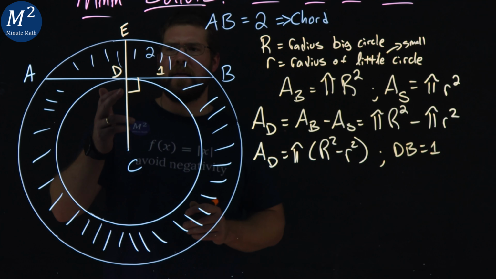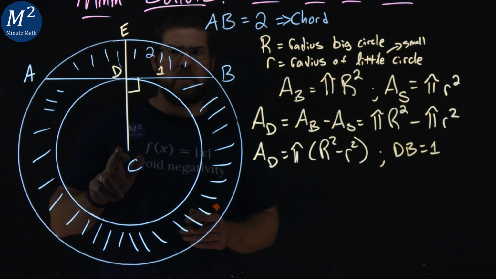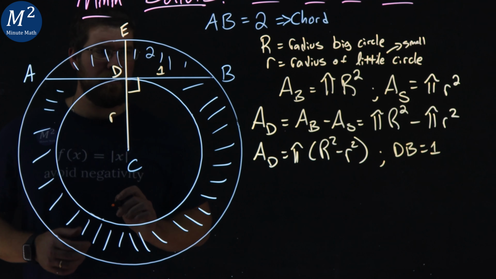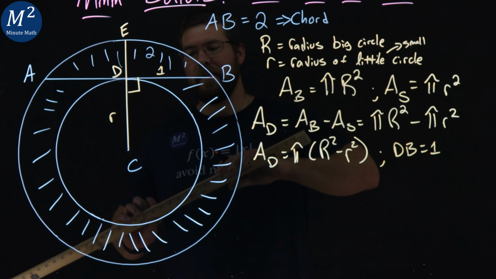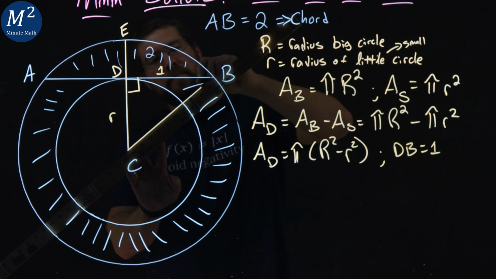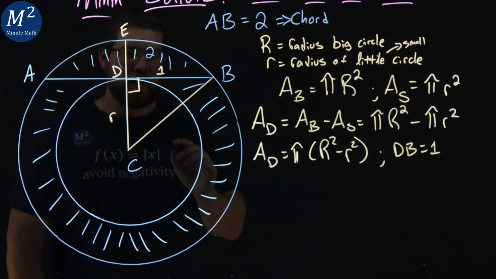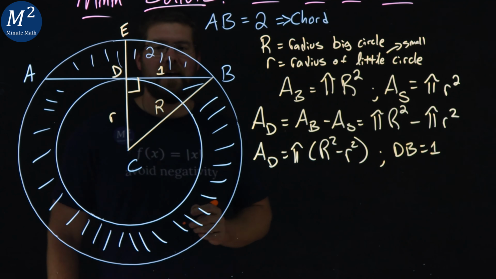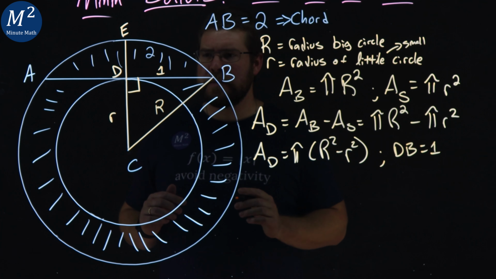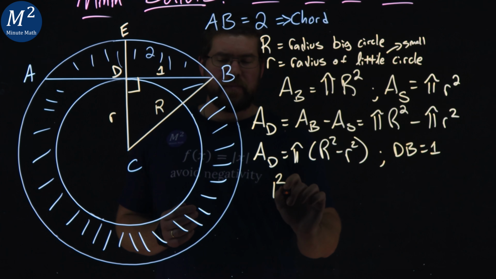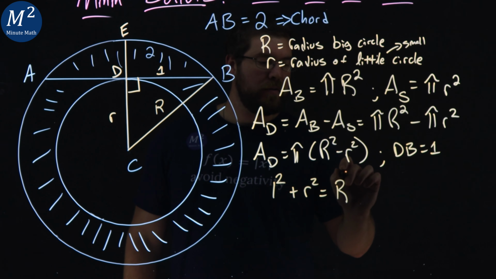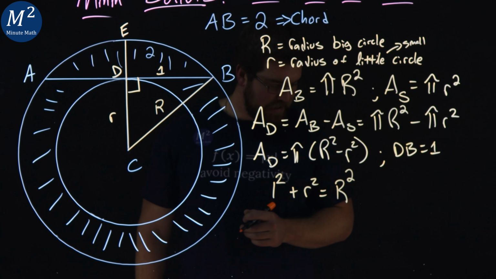Well then, how can we find the length of DC? DC is our little r, that length right here. And the length connecting here, BC, is our big R, and I'm thinking good old Pythagoras again. He always helps us out when we're in trouble. So we have 1 squared plus little r squared is equal to big R squared right there.